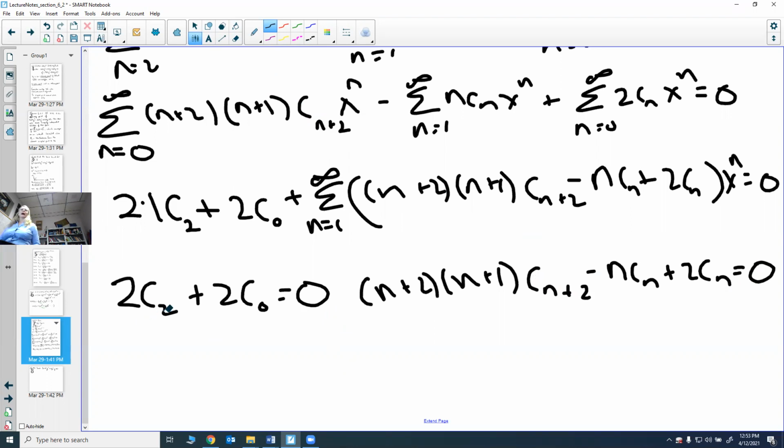Normally we start with the higher order one. So the higher c sub n, in this case c sub 2, is the higher one here. So we're going to get c sub 2 by itself. So c sub 2 is equal to negative c sub 0. So if I know c sub 0, I can give you what c sub 2 is.